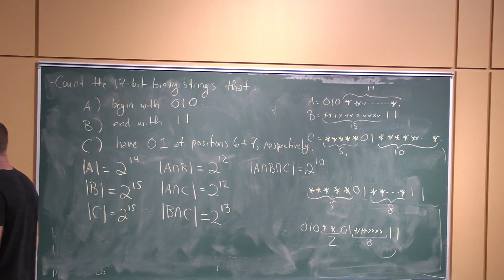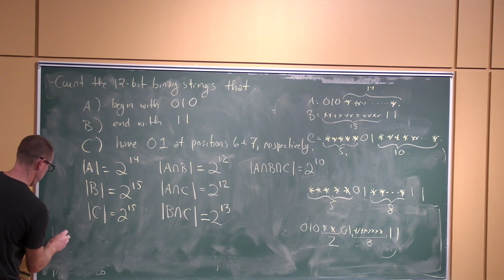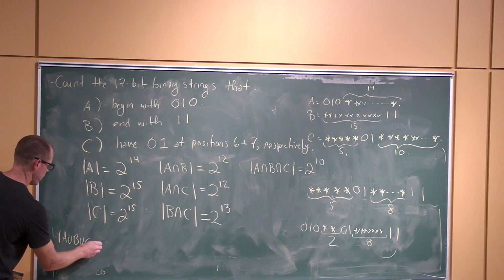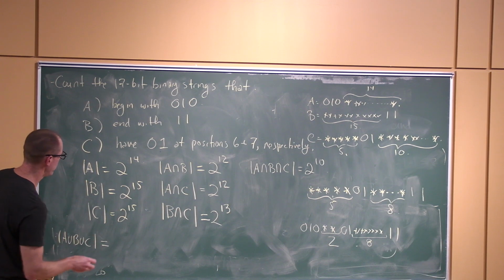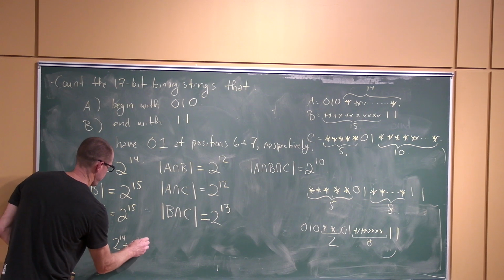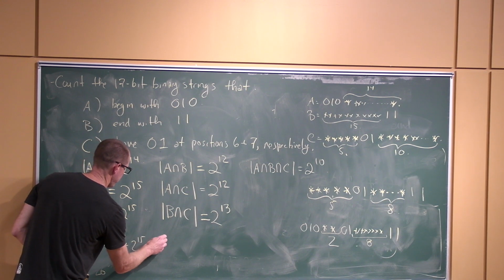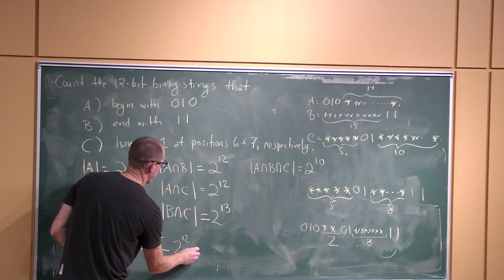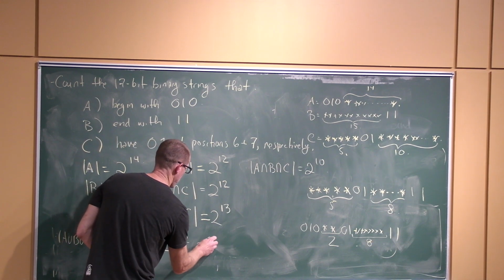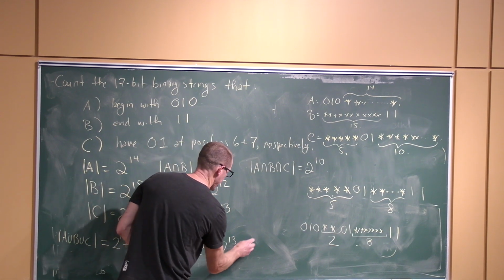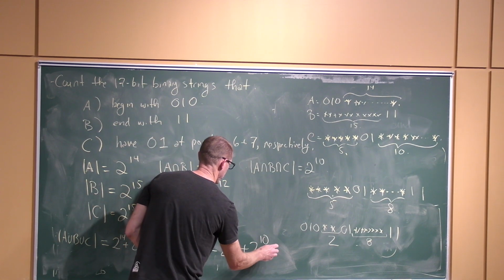And now I have my answer, which is the size of A union B union C is equal to 2 to the 14 plus 2 to the 15 plus 2 to the 15 minus 2 to the 12 minus 2 to the 12 minus 2 to the 13 plus 2 to the 10.